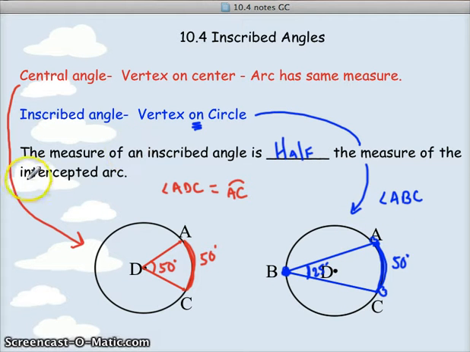When you see this word intercepted, sometimes I think of football. When you intercept a pass, you catch the pass, right? So imagine a little stick person grabbing on here and grabbing onto this arc, intercepting the arc, if you want to think of it that way. So when it's an inscribed angle, that angle will be half of the arc.